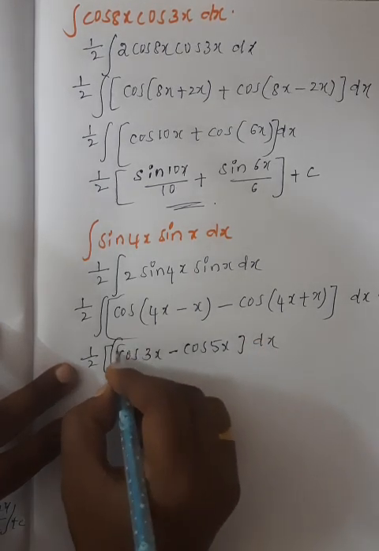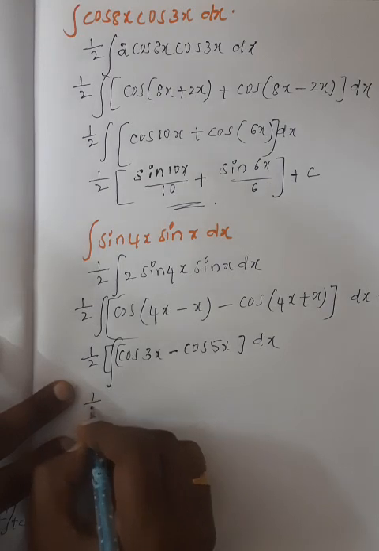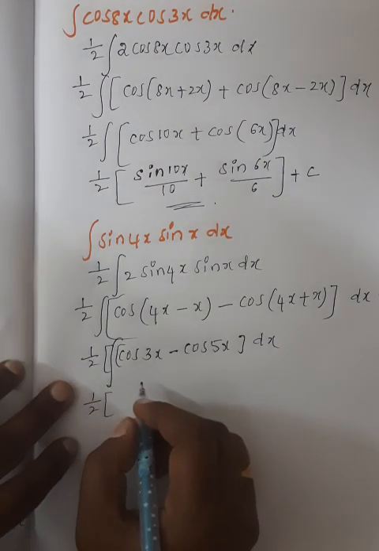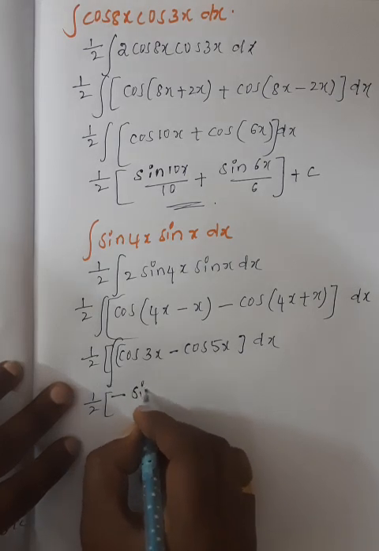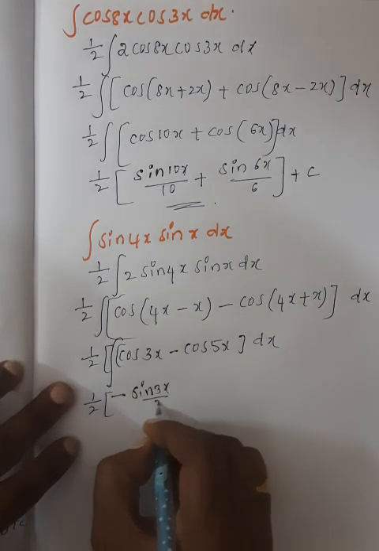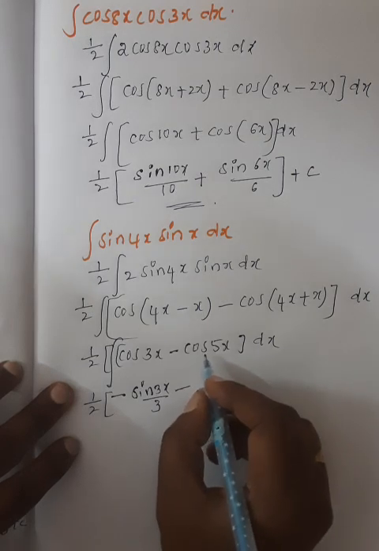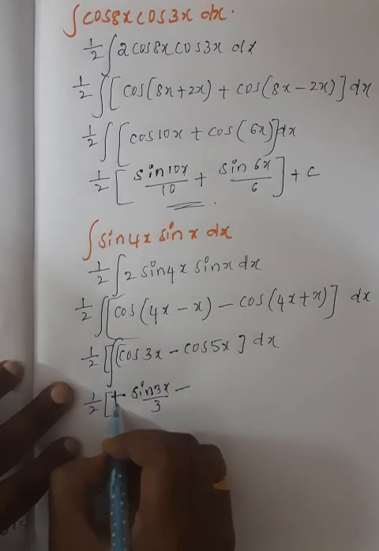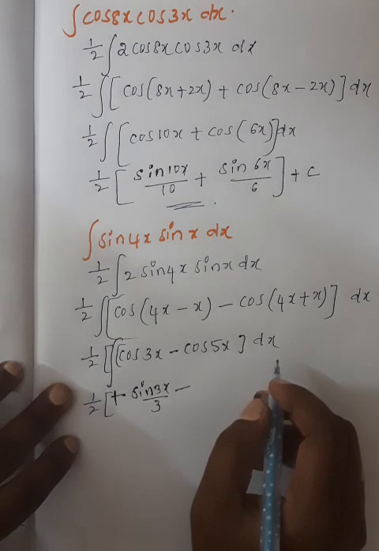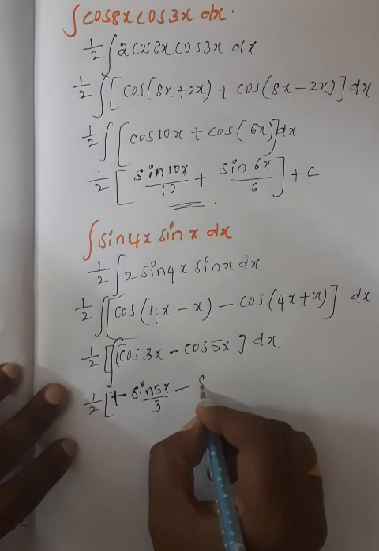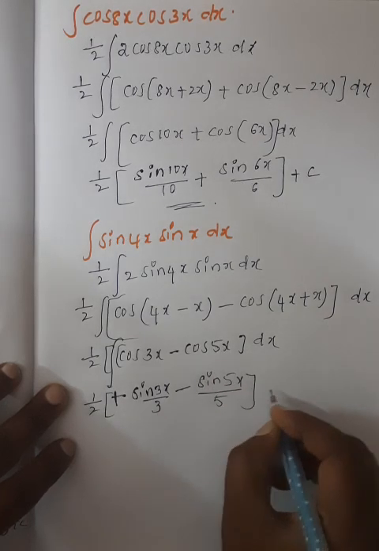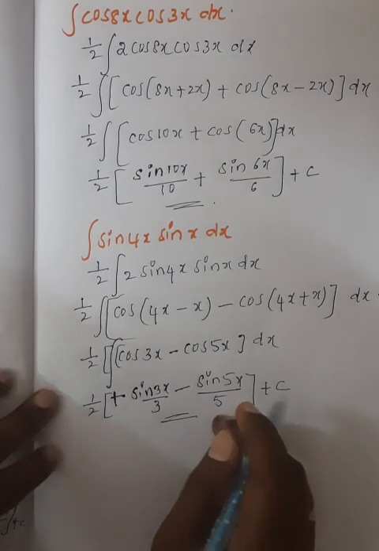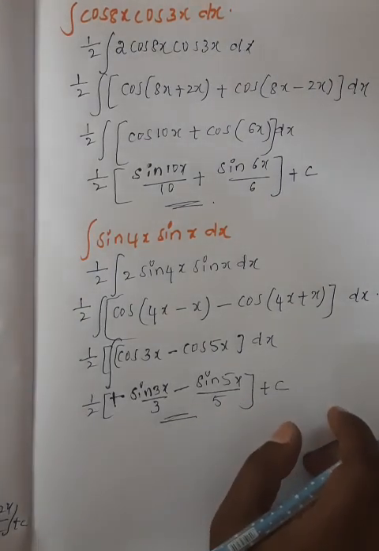Now the integration of cos 3x is sin 3x by 3. Similarly minus of, integration of cos 5x is sin 5x by 5. So sin 3x by 3 minus sin 5x by 5 plus c, which is our final answer for the given question.